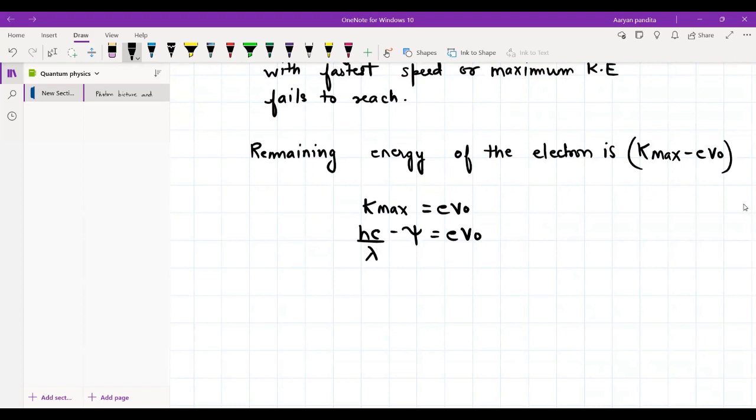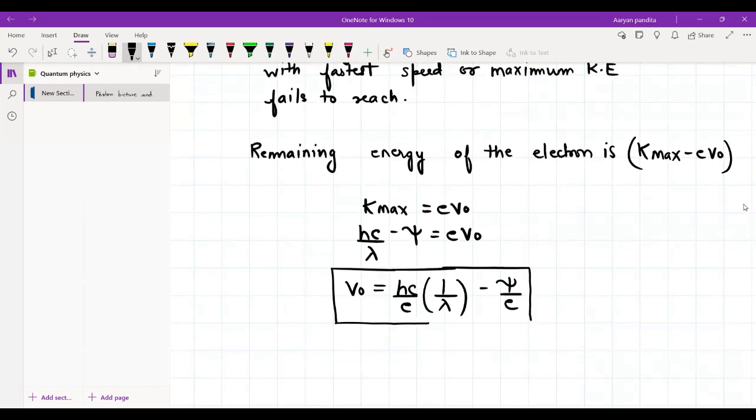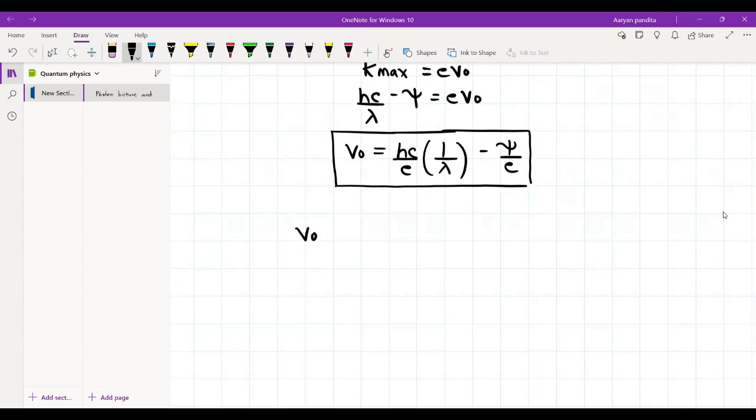If we compute the value of V naught from here, we get hc over e times 1 by lambda, minus psi by e. This is exactly the expression for stopping potential which we need. Now, a few interesting observations from this expression. First of all, this V naught depends on the wavelength. It is very evident from the above expression that it depends on the wavelength lambda. Second, it depends on the work function.